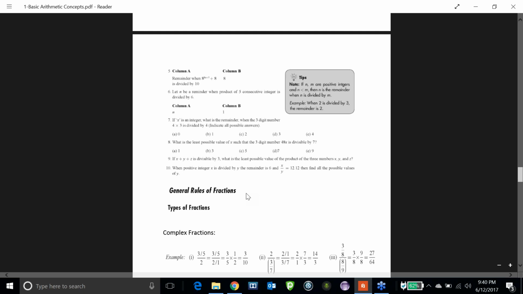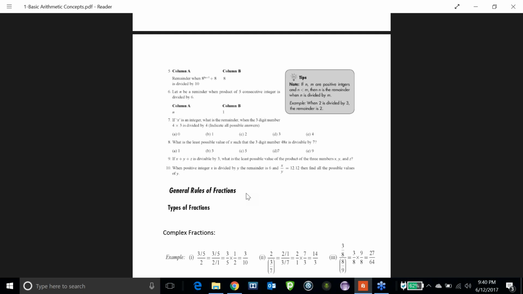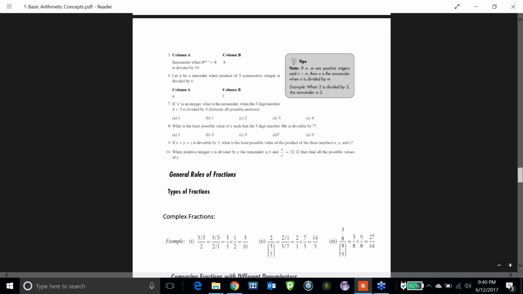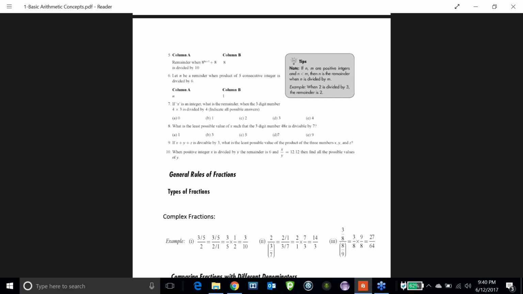And now the main thing, coming to fractions. There are a few general rules of fractions. If both numerator and denominator are integers and the denominator is a non-zero number, then the fraction is called a rational number. To help you understand, a small example: 2 by 5 is a rational number. 2 is an integer and 5 is an integer, and the denominator is non-zero. Mainly, q should never be 0.